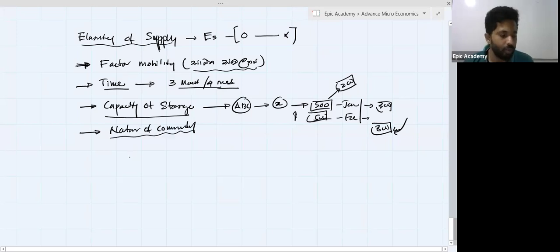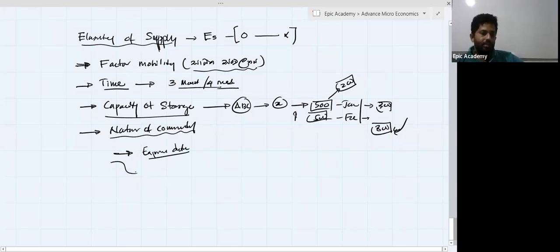Nature of commodity. It also can be changed. Okay. Because of the nature of commodity, something like that. Just consider about the expiry date.